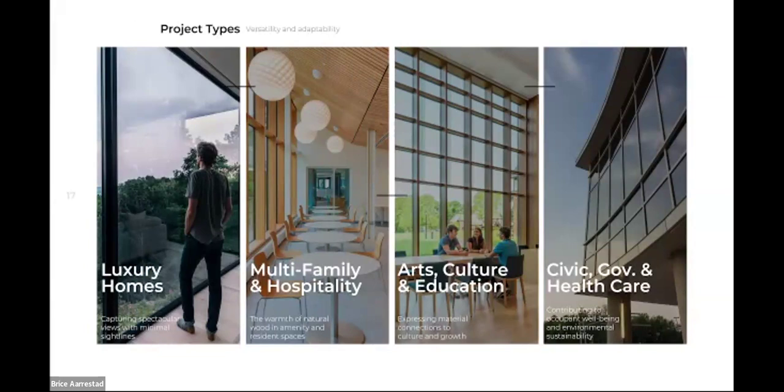So where do we see timber curtain walls? What types of projects are typically specifying timber curtain walls? We see them in luxury homes, specifically in places where a client is wanting to capture a view with minimal sightlines. We see it in multifamily and hospitality spaces where the warmth of natural wood is appealing in amenity and resident spaces. We see it in arts and culture and educational projects, again, to express material connections to culture and to growth. And we also see it in civic, government, and healthcare projects, contributing to occupant well-being and environmental sustainability. Really, there are all sorts of projects beyond these that are appropriate for timber curtain walls, but these are some of the project types where we see the most traction currently.